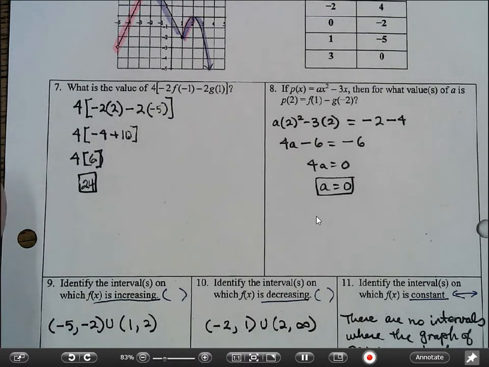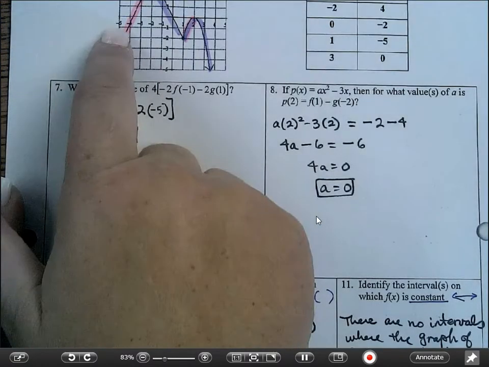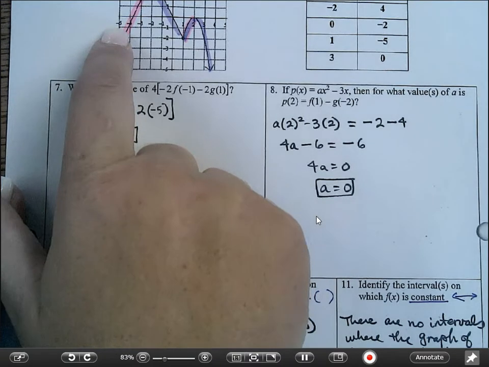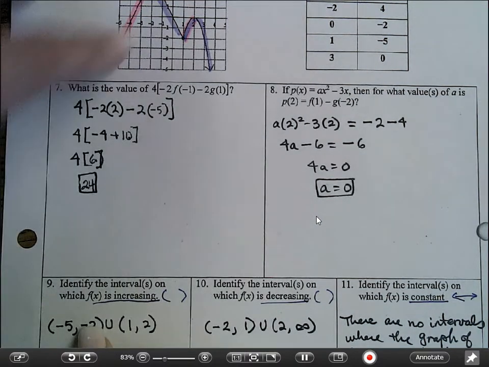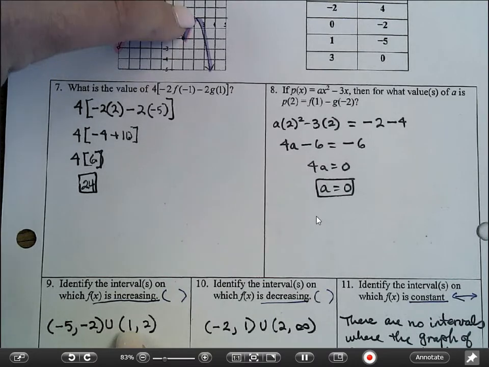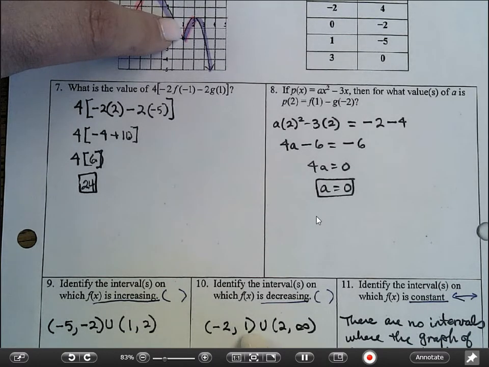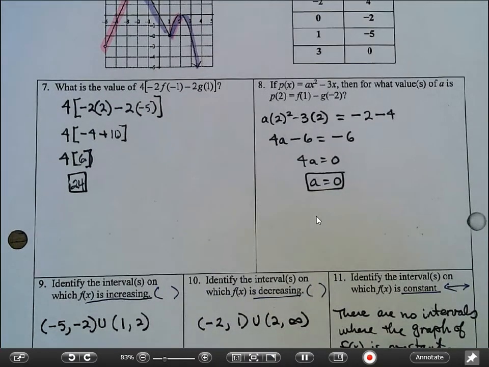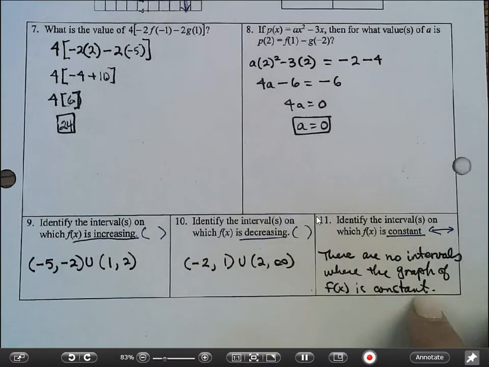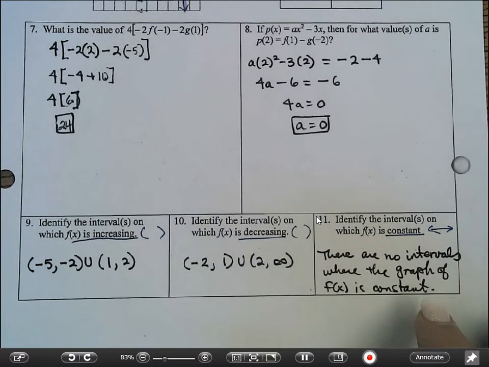All right. I would say, yeah, this looks like it's 5 right here. So -5 to -2, and then from 1 to 2, and then from -2 to 1, and then from 2 to infinity. And you could have simply written none for where there is no constant.